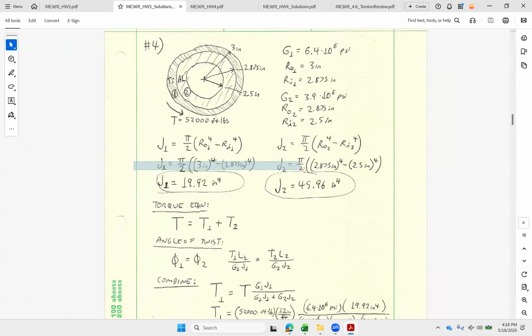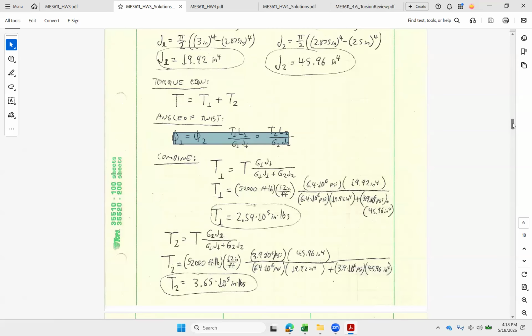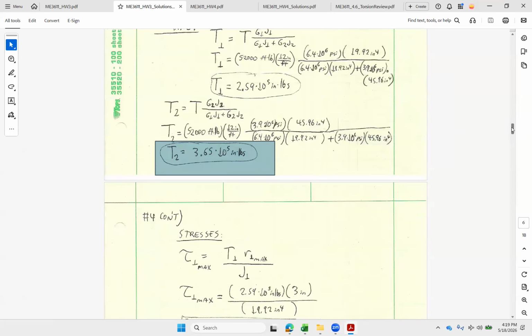We get J for each one. Here's our torque sum. Here's our angle of twist. We just combine those into that closed form formula. And I see that the number one section, that's the titanium outer section, is going to carry 259,000 inch-pounds. The inner aluminum section is going to carry 365,000 inch-pounds. Wait a minute, that was supposed to be the stronger part.